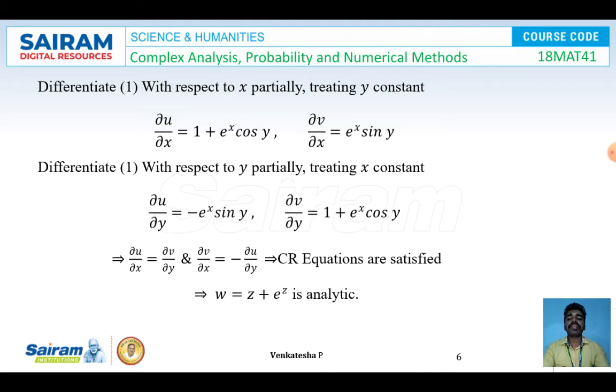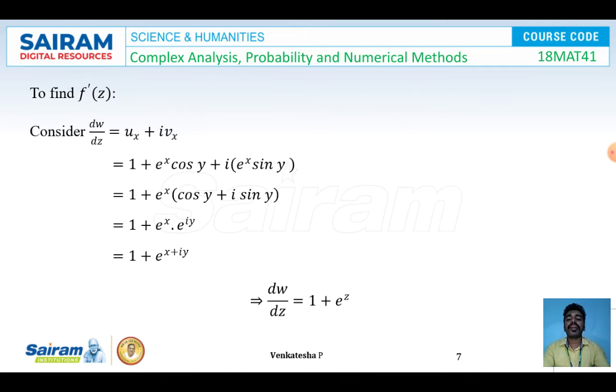With this we can say that dou u by dou x is equal to dou v by dou y, and dou v by dou x is equal to minus dou u by dou y. So this is nothing but the CR equations. The CR equations get satisfied. We can say the function w is equal to z plus e power z is analytic.